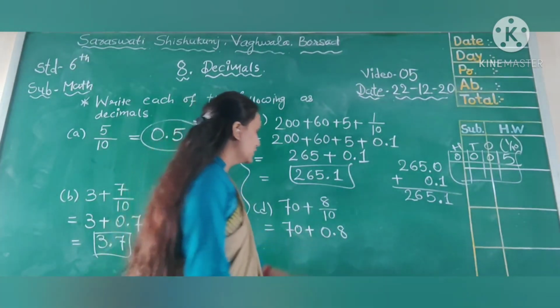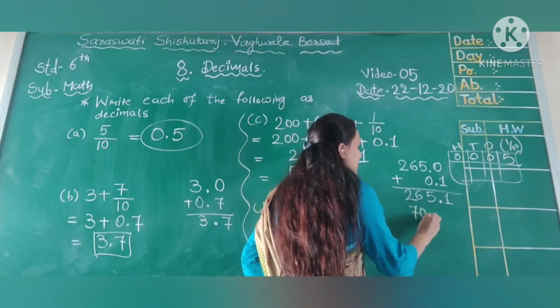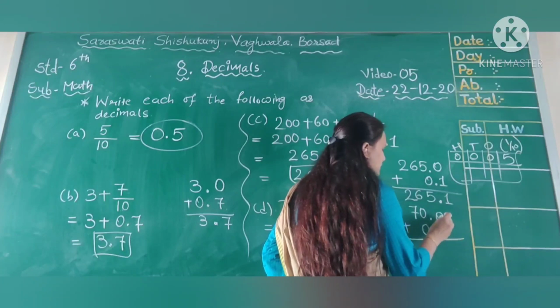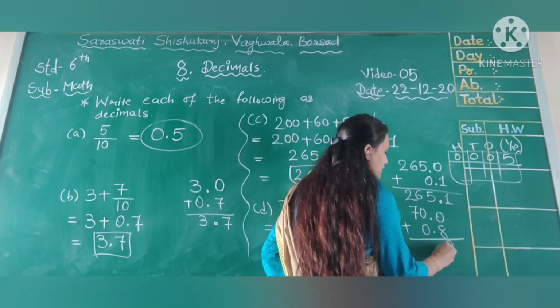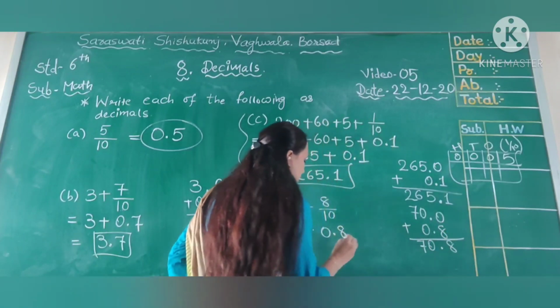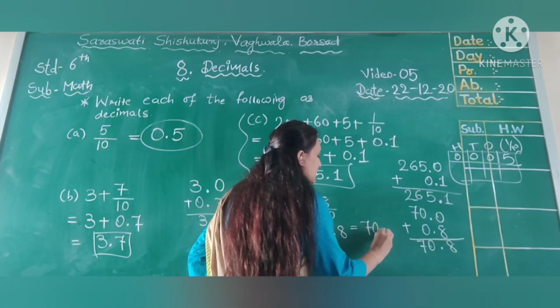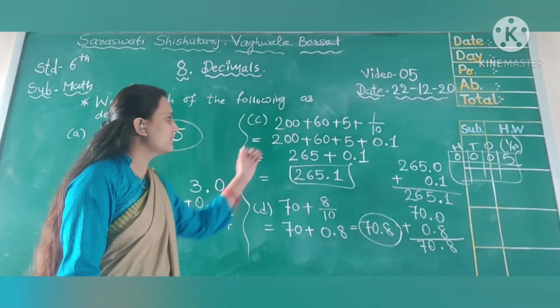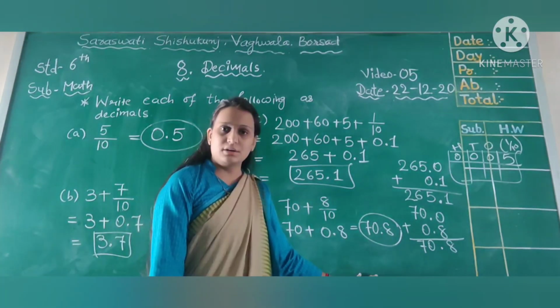Now let us add up both the numbers. So here, 70.0 plus 0.8. So 0 plus 8, 8. 0 plus 0, 0, 7 as it is. So here the answer is 70.8. Okay, so this way you can simplify the fractional number into decimal form.